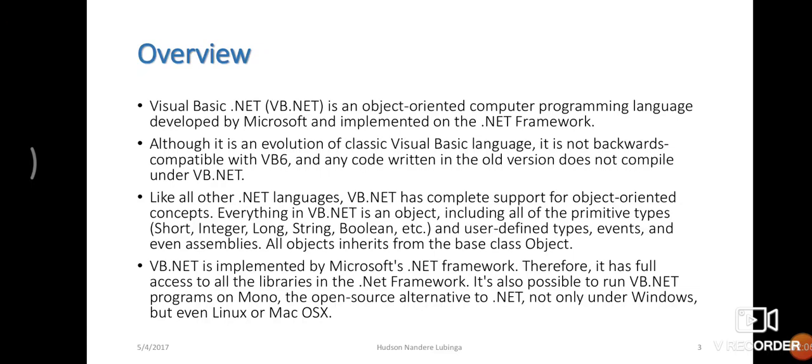Like all the .NET languages, VB.NET has complete support for object-oriented concepts. Everything in VB is an object, including the primitive types like short, integer, long, string, boolean, and user-defined types. Events and event handlers of the objects inherit from the base classes.